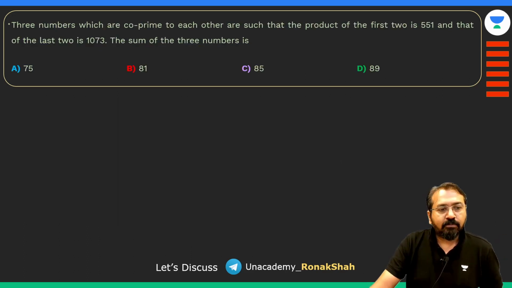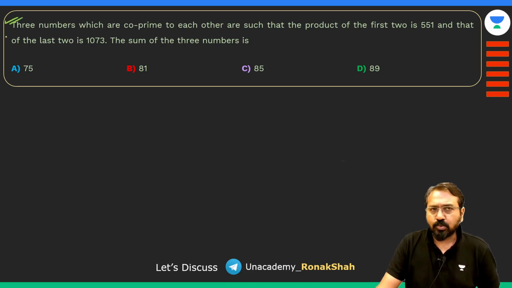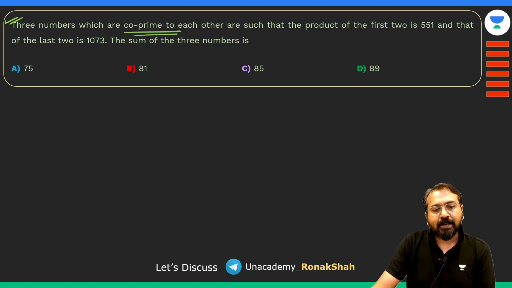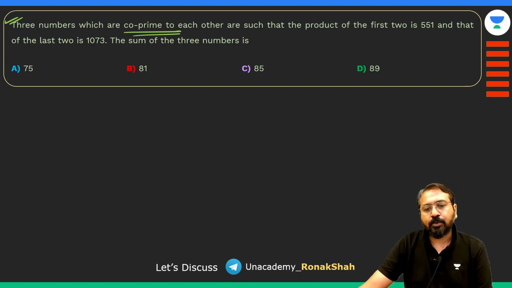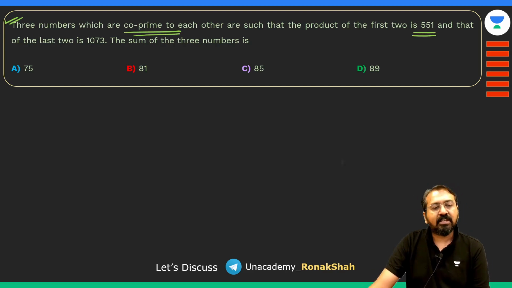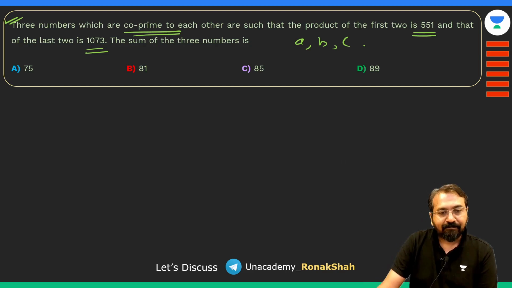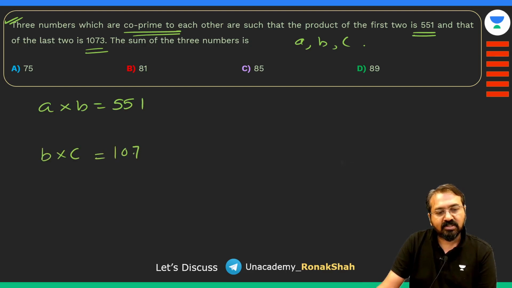Now let's look at one more question, and this is once again based on HCF, LCM, divisibility. Three numbers which are co-prime to each other are such that the product of the first two numbers is 551 and that of the last two numbers is 1073. Let's assume the numbers are A, B and C. The product of the first two numbers is 551, and the product of the other two numbers is given as 1073.